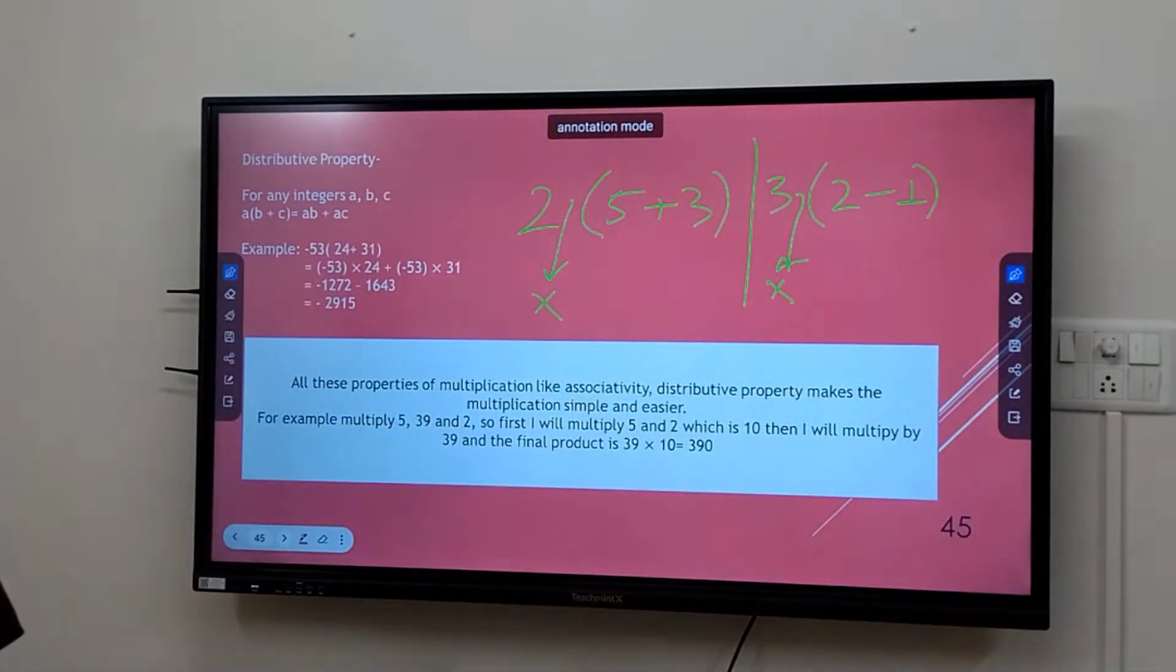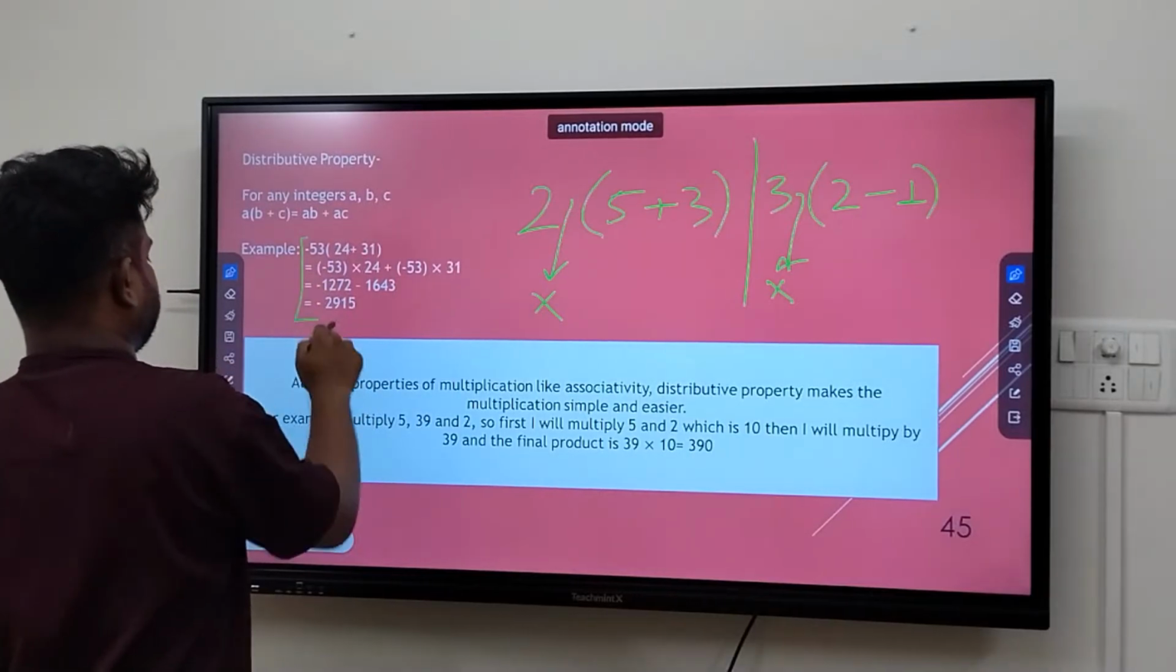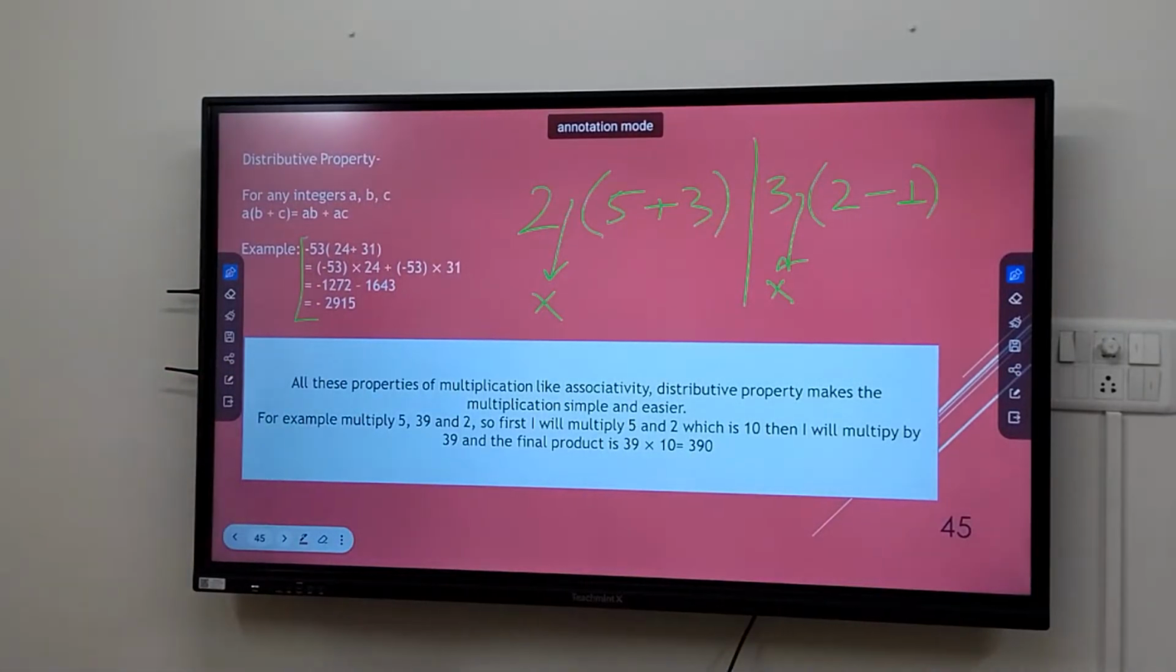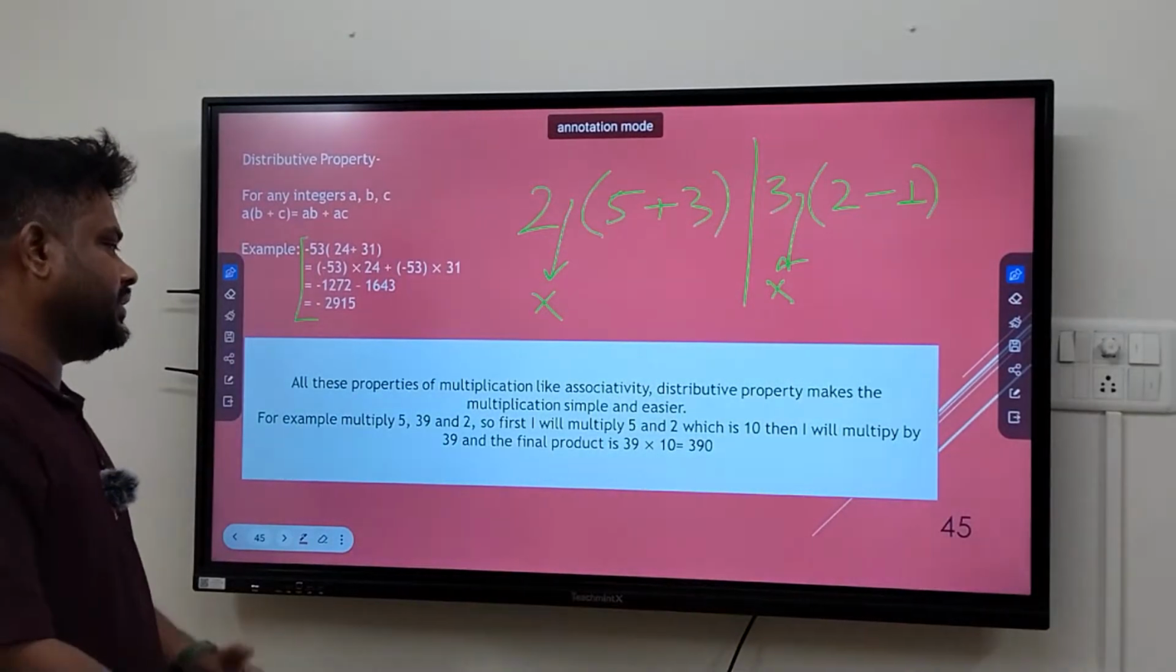So for any integers a, b and c, a multiplied in brackets b plus c is equal to ab plus ac. Okay, this will hold for all of them. All these properties of multiplication, like associativity and the distributive property, make multiplication simple and easier.